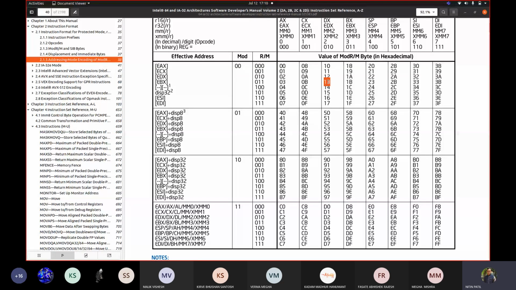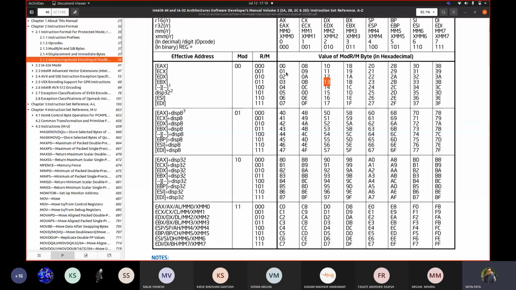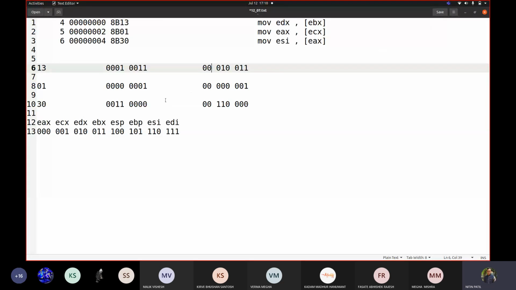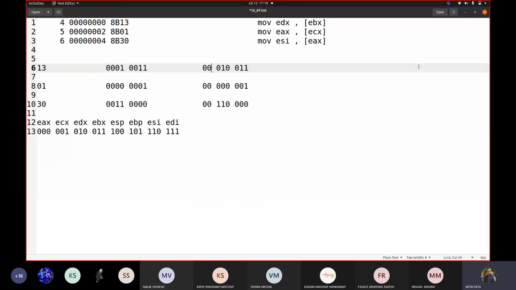Correct? This is 13. Similarly, the other number was 01, so we can see 01. The other number was 30. Even 30 can be seen here. Where is 30? Yeah, 30. Correct. So we are getting that number from there.